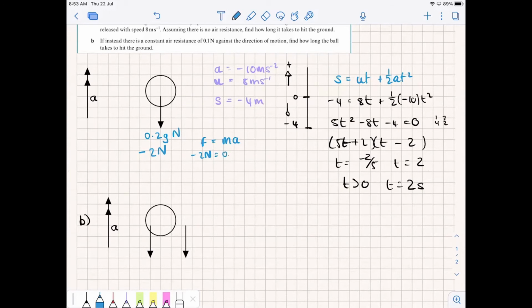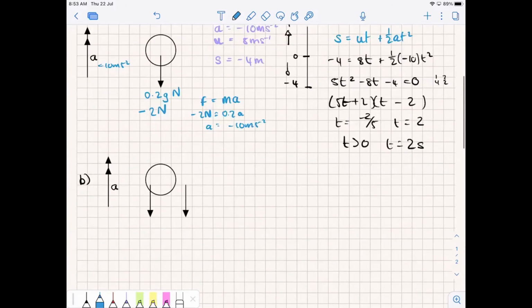Its mass was 0.2 kilograms, and we want to solve for A. And so you can see that A would be equal to minus 10 meters per second squared. Right, except this time we don't have one force acting on the object. We have two forces this time.